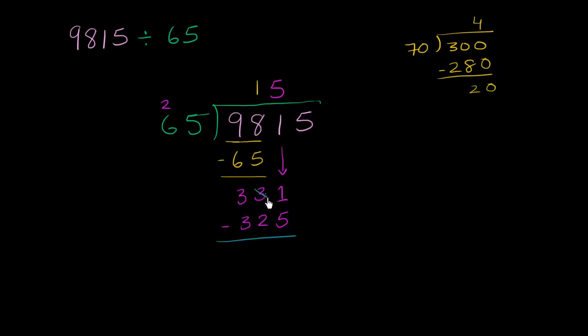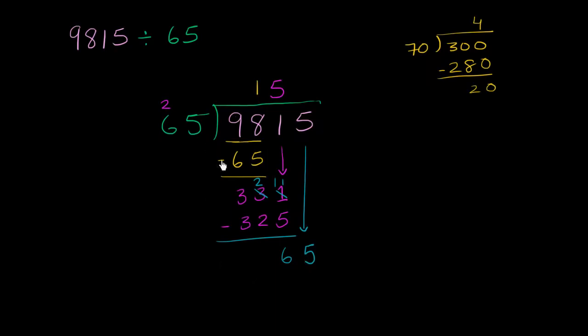Take a 10 from the tens place. This becomes 2 tens. This becomes an 11. 11 minus 5 is 6. 2 minus 2 is 0. 3 minus 3 is 0. So we only have 6 left over, which is obviously less than 65, so we're all good. And if we put a 6 here, we would have gone over 331, and that wouldn't have been cool either. But anyway, let's bring down the next digit. Let's bring down the 5.